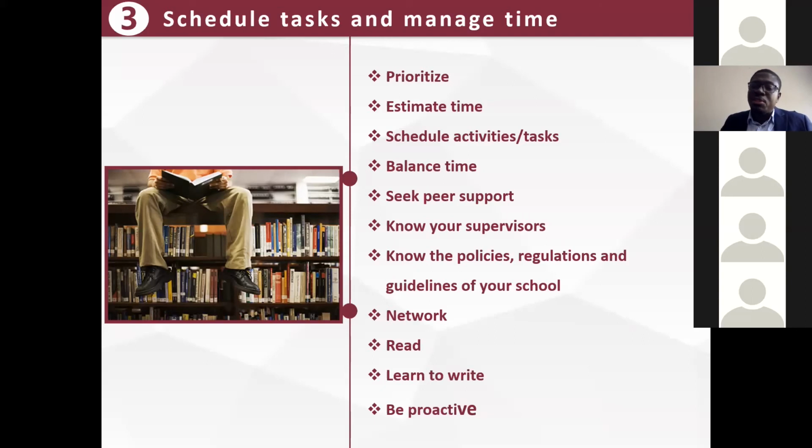And also read. I always tell students that they should read. Read the literature. Read other people's theses so that you know how it is organized. And then learn to write. Academic writing is different from journalism or fiction writing. So learn how to write. And there are a number of resources. Some universities also organize training for students.